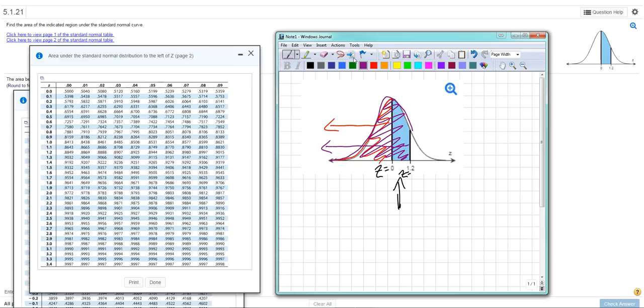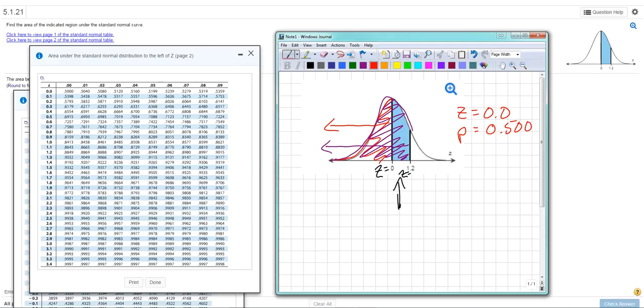By definition, z equals 0 has an area under the curve or a probability equal to 0.5. That's because half of the curve falls to the left of z equals 0 and half of the curve falls to the right of z equals 0.